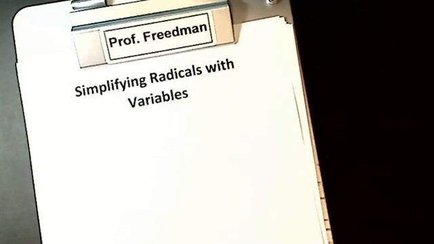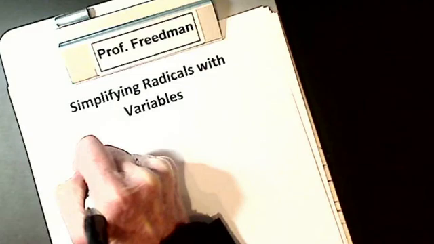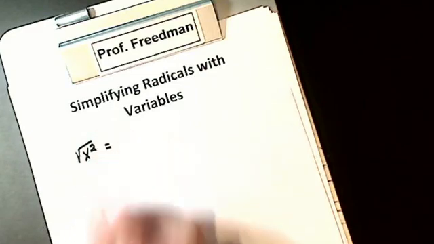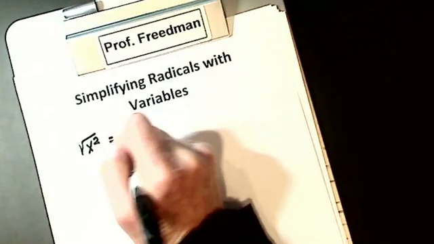Now we're going to simplify radicals with variables. If I have to take the square root of x squared, what I want to know is what multiplied by itself will give me x squared. It's going to be x.